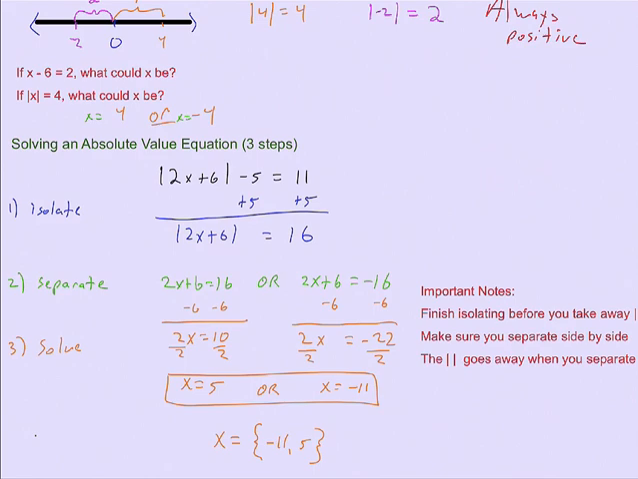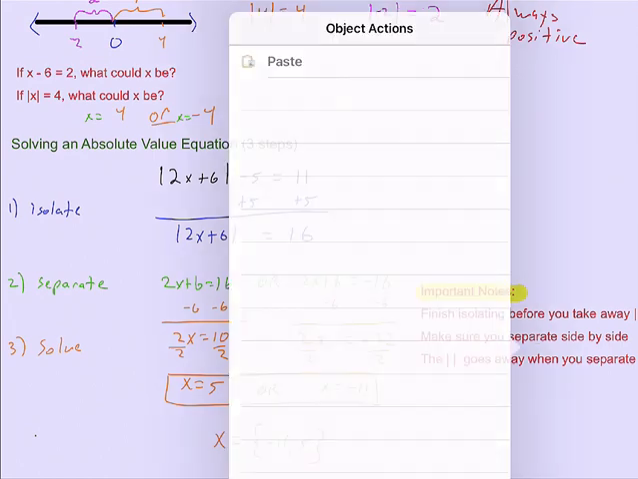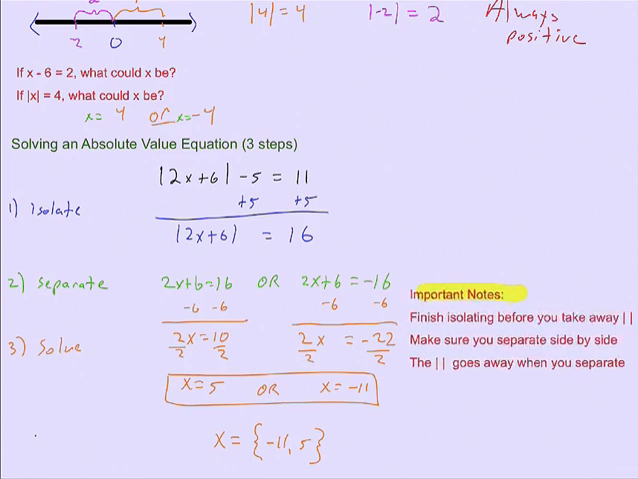And I want to point out these important notes over here. We always need to finish isolating before we take away the absolute value bars. That is very important. Don't try and skip that step. And then when you do the separating, make sure you separate side by side like I did here, where it's one and then the other. Don't get into a habit where you're doing things like this: 2x plus 6 equals 16, blah, blah, blah, solve. And then 2x plus 6 equals negative 16, blah, blah, solve. It breaks a couple of math rules, which we'll get into a little bit later. We're not going to talk about it today, but don't get into that habit now so that way you don't end up breaking those rules.